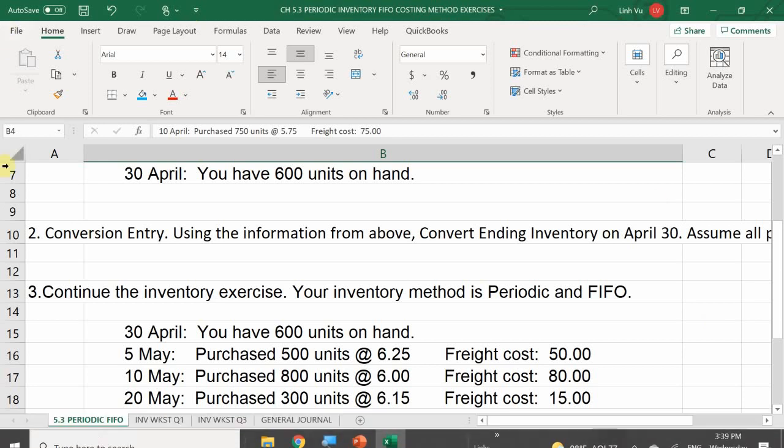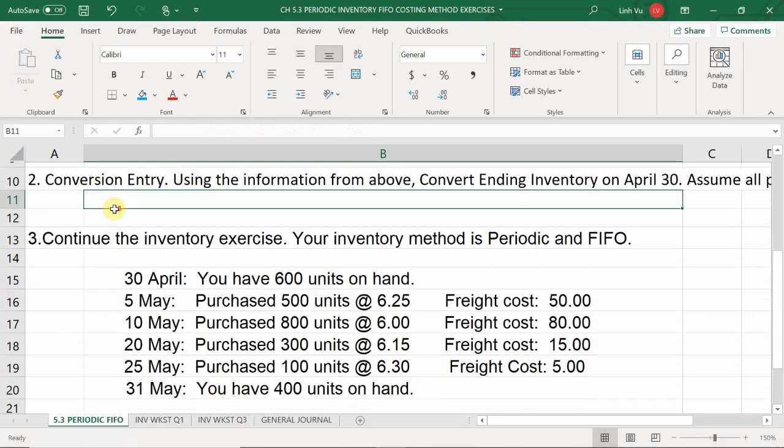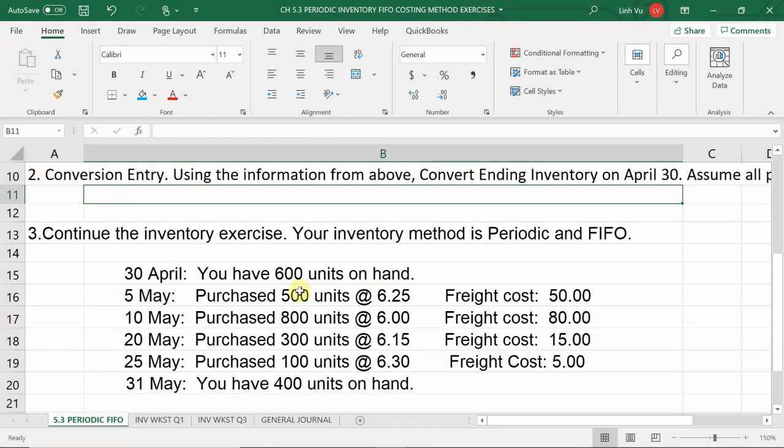Okay, so welcome back, guys. We are now completed with question number 2, right? We did our conversion entry. So then let's go ahead and dive right into question number 3, where we're going to continue on with the inventory exercise.